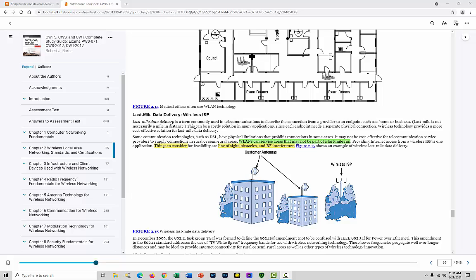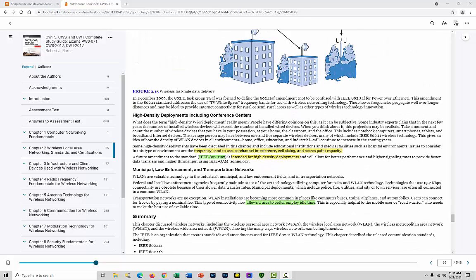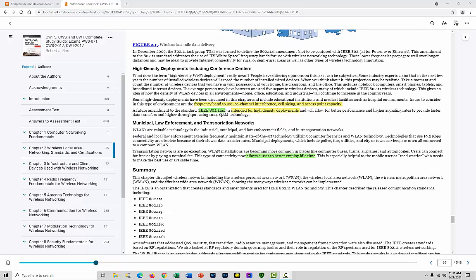What else? Last mile drop. Sometimes it's costly for an internet service provider to service an area outside that last mile, and wireless might be a way to do it. Here's a wireless ISP, or internet service provider, and this is providing service to customers that are getting that signal and servicing the building here. Okay, so this is kind of critical.